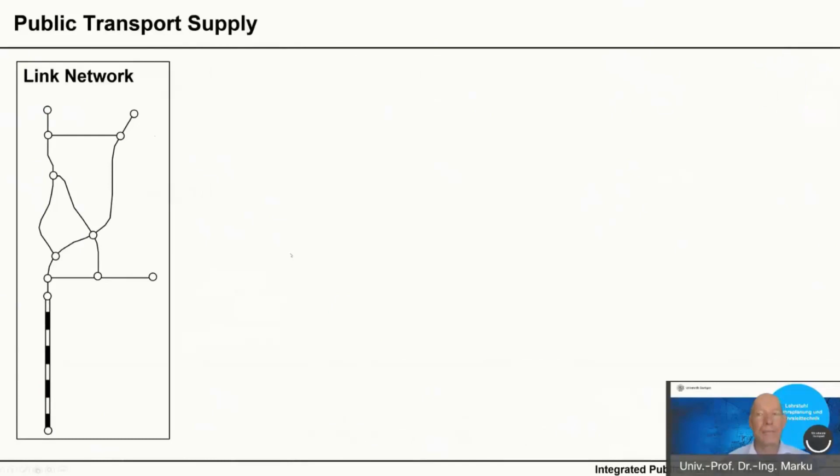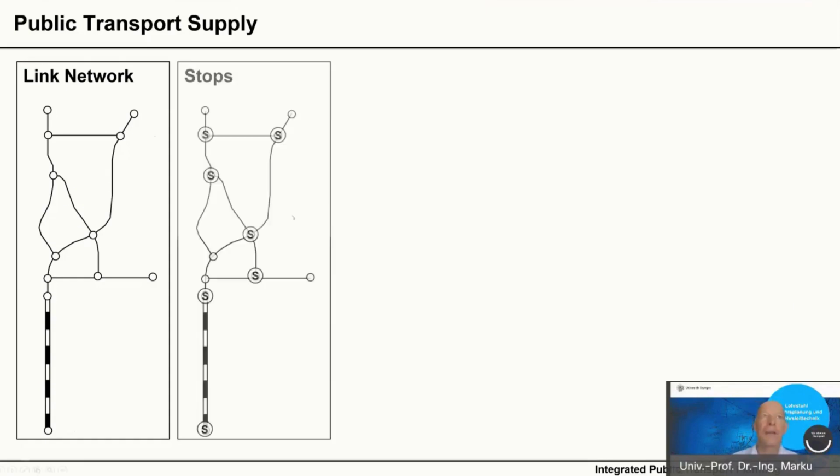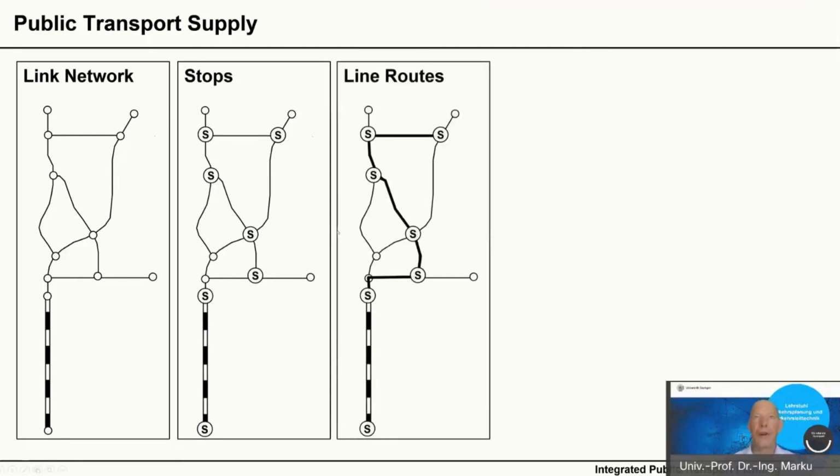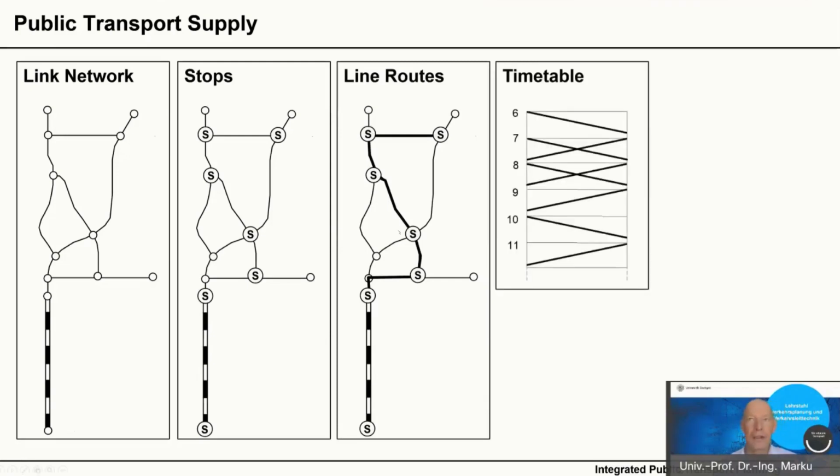If we look at transport supply, we have a network consisting of links and nodes. Here you already see different types of links, road links and rail links. We then need to store information on stops. We need to store information on line routes, so the spatial path of routes. We need to store information on the timetable.